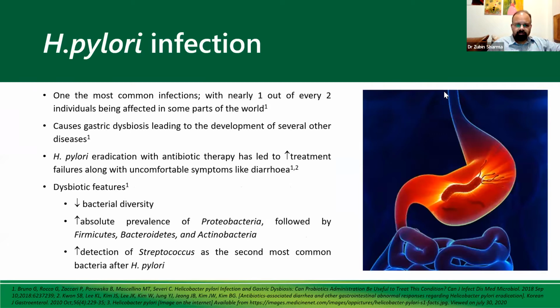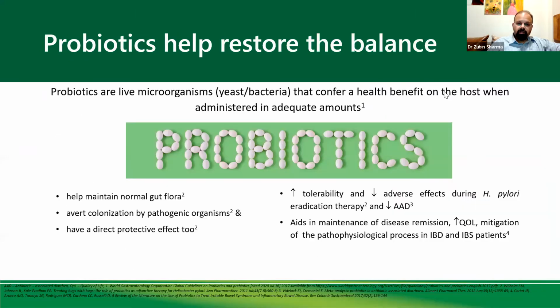Almost everyone in the world has been infected by it. We tend to get its colonization when we are young, as children, particularly in developing countries like India. And there is an absolute increase in the proteobacteria, followed by the firmicutes, bacteroidetes, and actinobacteria. We have to use multiple antibiotics when we are trying to treat H. pylori infection. And there is definitely a role of probiotics when we are trying to treat H. pylori infection.